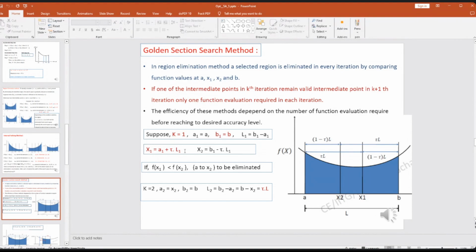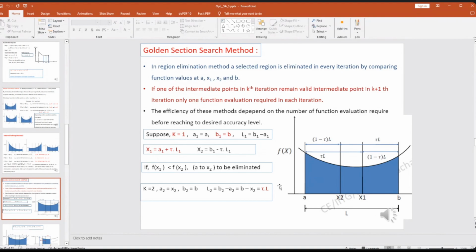And x2 is equal to b1 minus tau into L1. x1 is tau L1 apart from a, and x2 is tau L1 apart from b in this direction. So these are the 2 points, x1 and x2. Clear? Yes, sir. Suppose now we evaluate f(x1) and f(x2). Depending on the values of f(x1) and f(x2), one of the regions, either a to x2 or b to x1, will be eliminated.